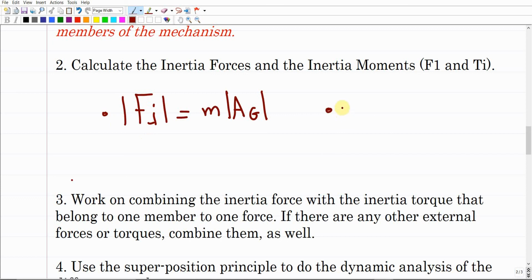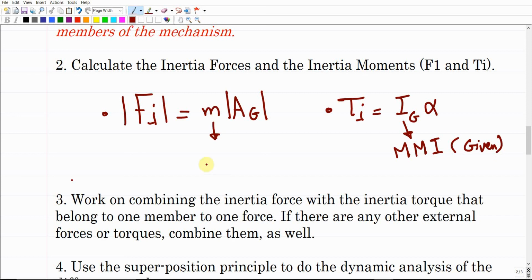Also, the inertia torque or moment, T inertia, is going to be I times the magnitude of the angular acceleration of the link, alpha, where I is the mass moment of inertia about the mass center G. You should understand that this I is the mass moment of inertia about the mass center G of the link, and it will be given.